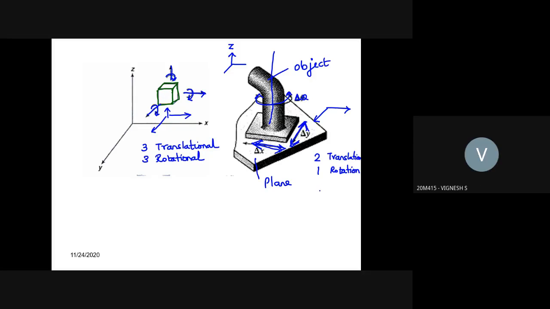3, sir. ஓகே, ஸ்பேஸில் இருக்கும்போது we are having 6 degrees of freedom. இதுவே நம்ம பிளேனில் வந்து வச்சிட்டோம்னா without breaking the contact, it is having 3 degrees of freedom. Any doubts in this? No, sir. Okay, shall we proceed?